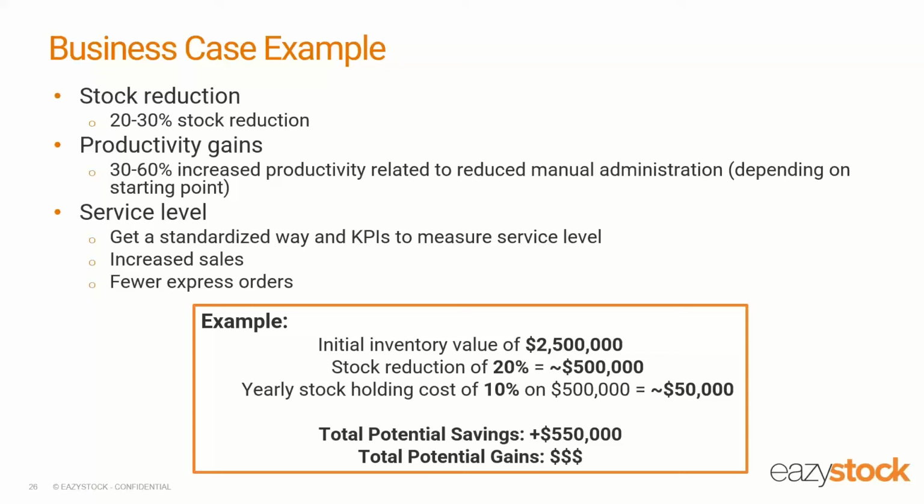We also have productivity gains, so 30 to 60% increased productivity. This is related to reduced manual administration. Of course, this depends on the starting point. Some businesses are a bit more streamlined, but in fact the majority of the businesses that I sit down with and have initial conversations with, during the discovery sessions where we try to understand what the current processes are and map them to what they would like to be in EazyStock.